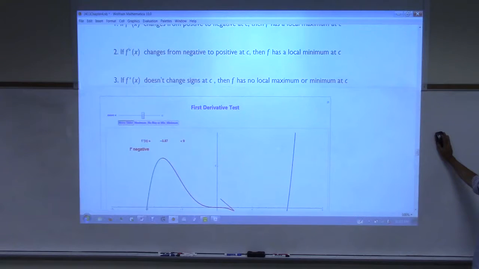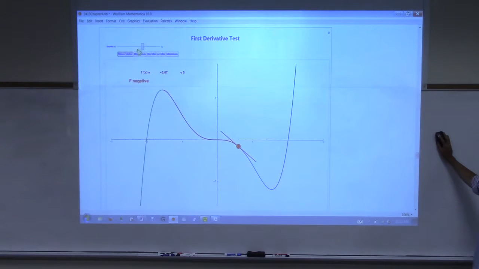All right, so here's the derivative in action, the first derivative test. Again, you can see we're changing from positive slope to negative slope, right? And right there where we change positive to negative, we have a local max at the top. Over here, we're changing from negative to positive, and we have a local minimum, right?